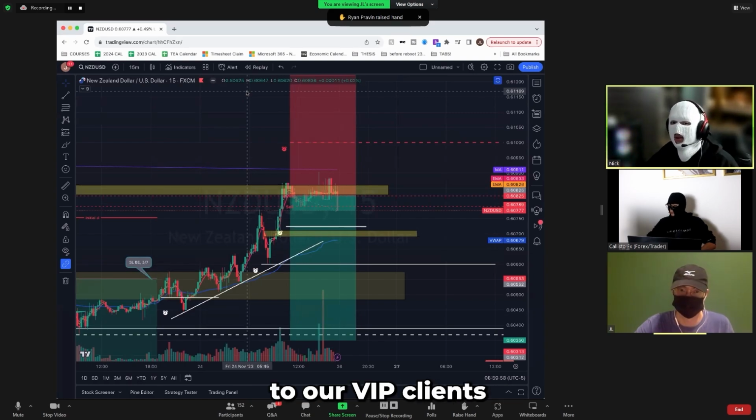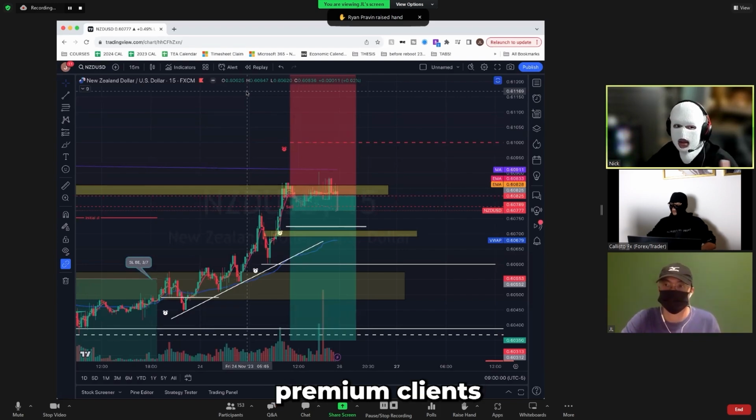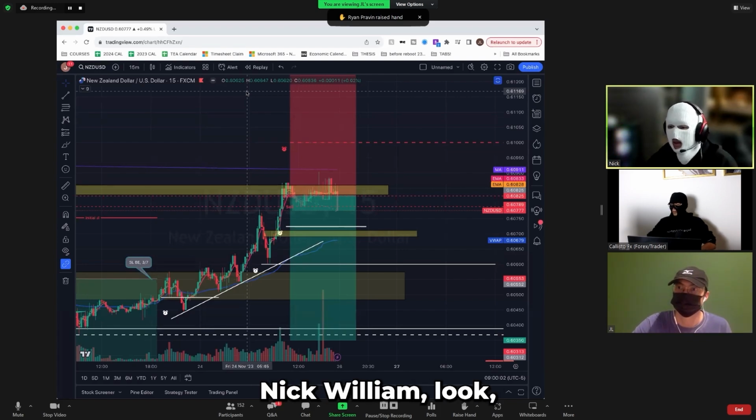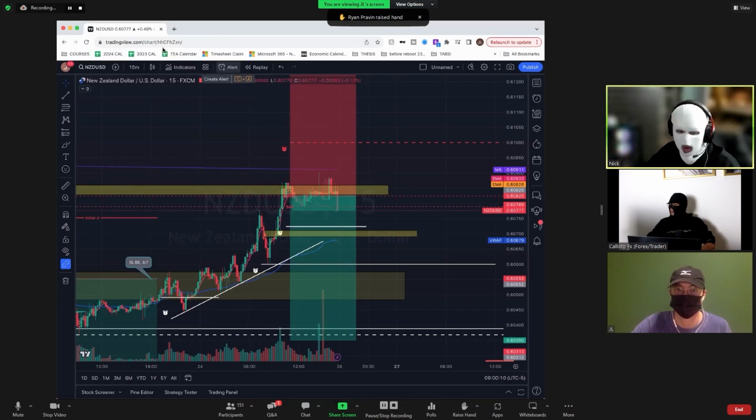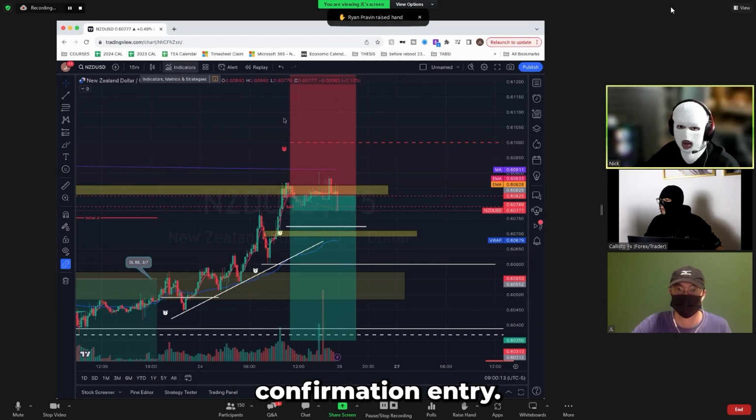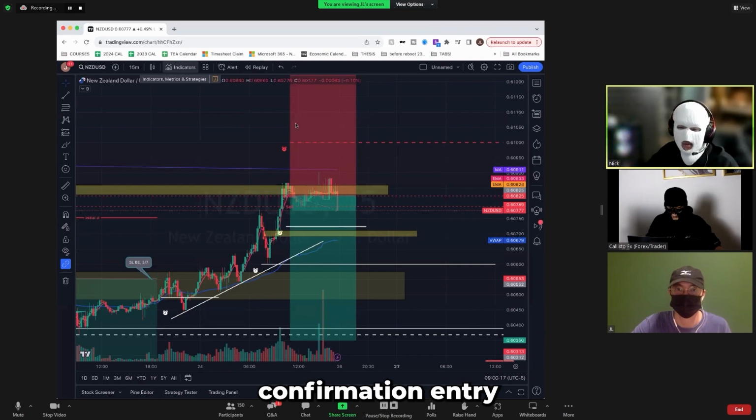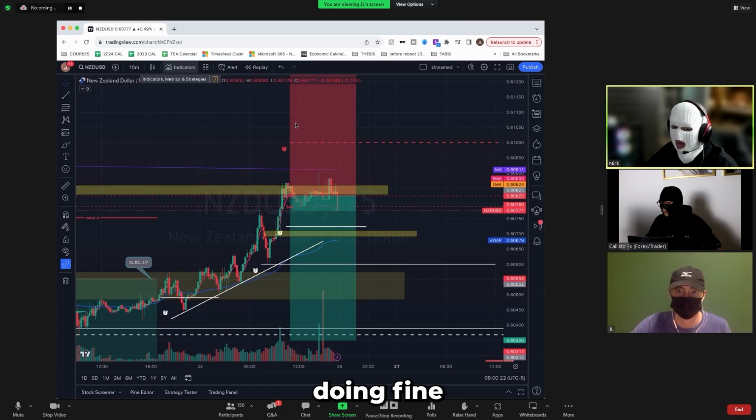Okay, as we talk to our VIP clients, as we talk to our premium clients, we normally see they'll be like, oh, Nick, William, maybe doji doesn't really suit me, but this bearish engulfing setup works for me the majority of the time. Let me start to use that and implement it as my confirmation entry. So every single person here will have a different confirmation entry based on what they feel comfortable with. Okay, and that is what you need to find in the future.